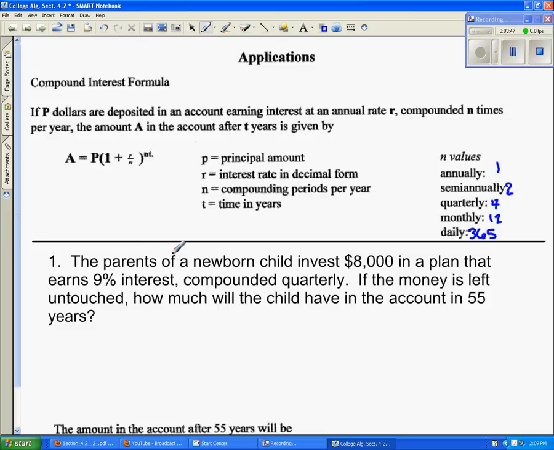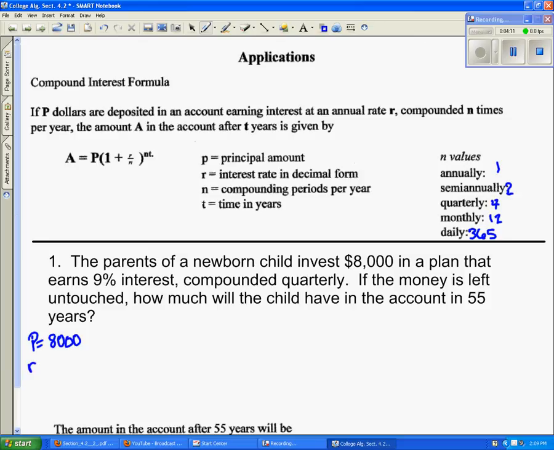So next we're going to look at our problem. It says the parents of a newborn child invest $8,000 in a plan that earns 9% interest, compounded quarterly. If the money's left untouched, how much will the child have in the account in 55 years? So we're going to say our P is 8,000. It's the amount we start with.